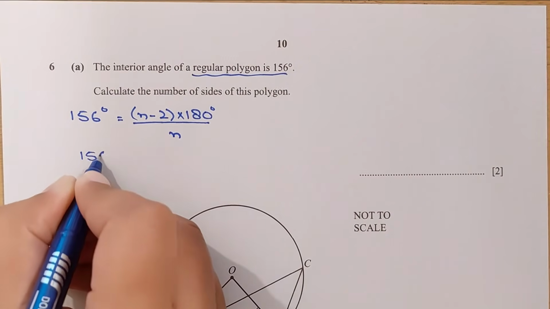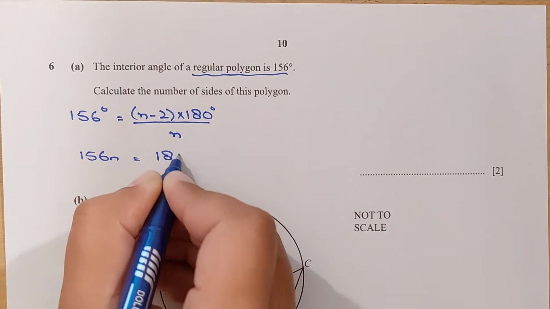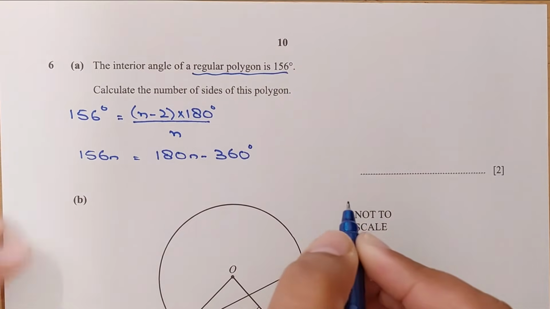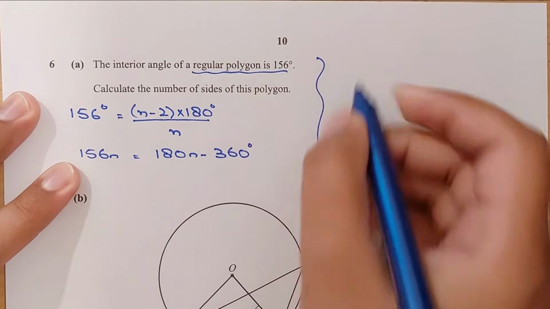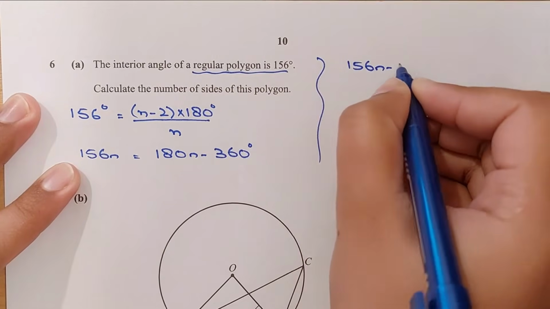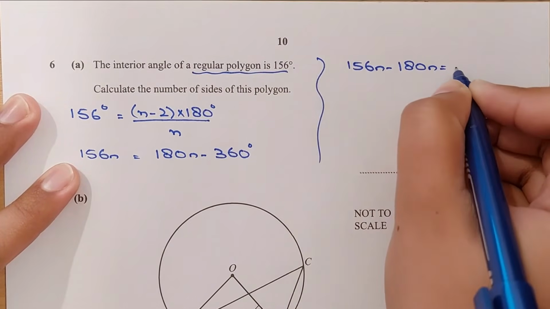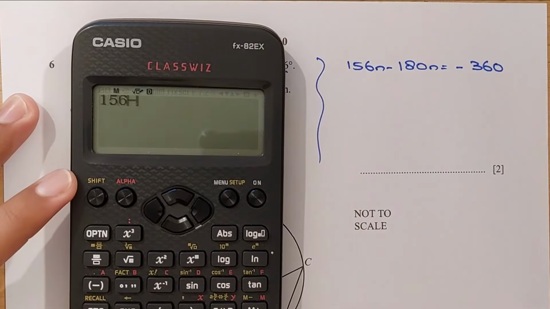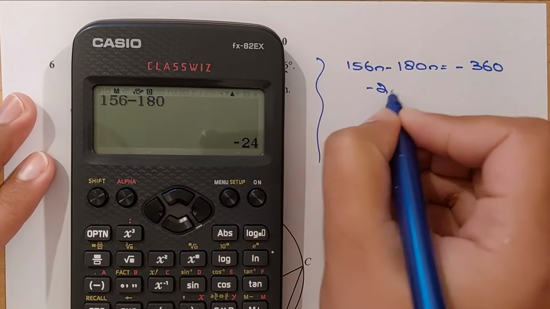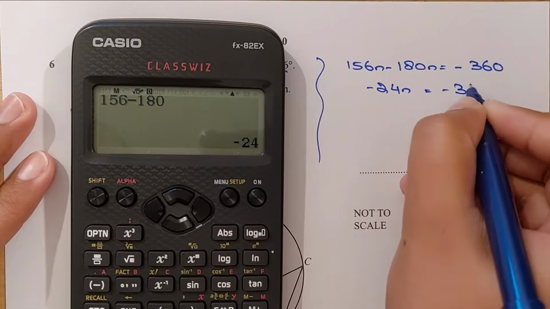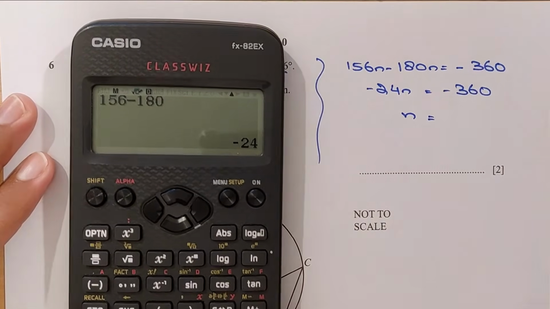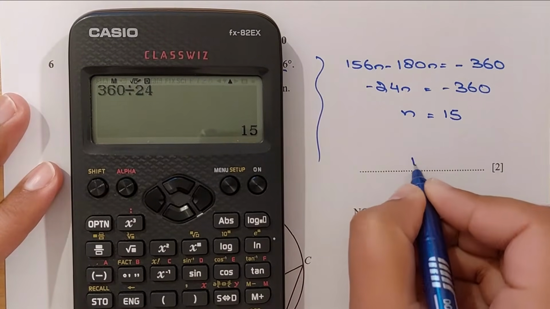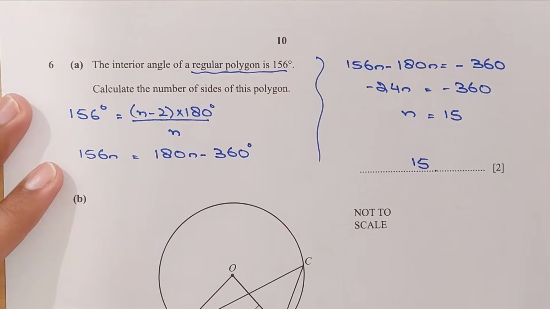Cross multiplication: 156n equals 180 times (n minus 2), which is 180n minus 360. Now to get the value of n, we do 156n minus 180n equals minus 360. Simplifying, 156 minus 180 is minus 24, so minus 24n equals minus 360. We can cancel the negative signs, and n is 360 divided by 24, which equals 15. So the number of sides of that regular polygon is 15.